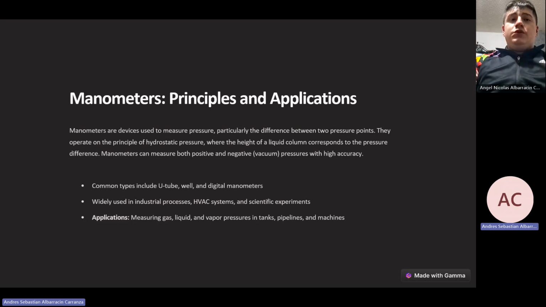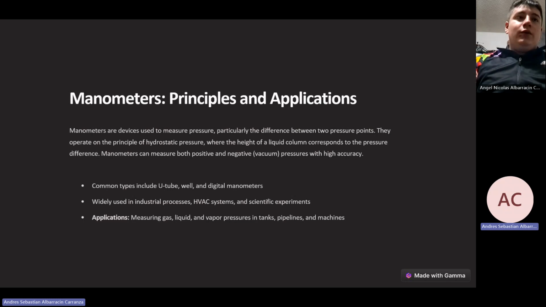Manometers can measure both positive and negative pressure, the negative being called vacuum, with high accuracy. The common types are the U-tube and digital manometers, used in industrial processes, systems, and scientific experiments. Their application is measuring gas, liquid, or vapor pressure in tanks, pipelines, and machines. So this is what we use to measure pressure.